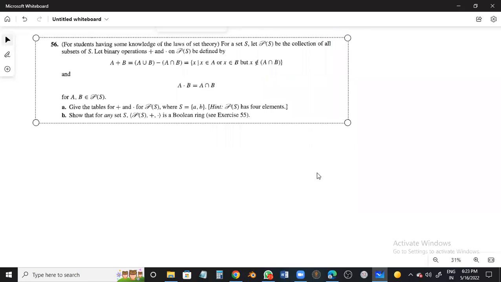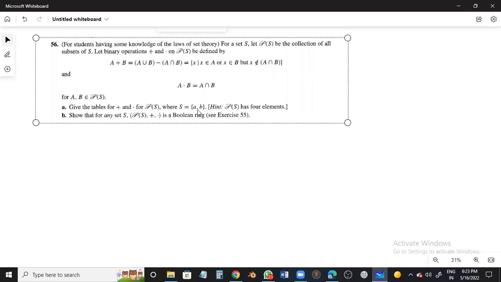Now, capital A and capital B are members of the power set. We have to add the elements A and B. A plus B means A union B minus A intersection B. From the union, we are just deleting the intersection part. Means what? X will be either in A but not in B, or in B but not in A. Likewise, multiplication is the intersection. With these operations, they are asking us to prepare tables for addition and multiplication.